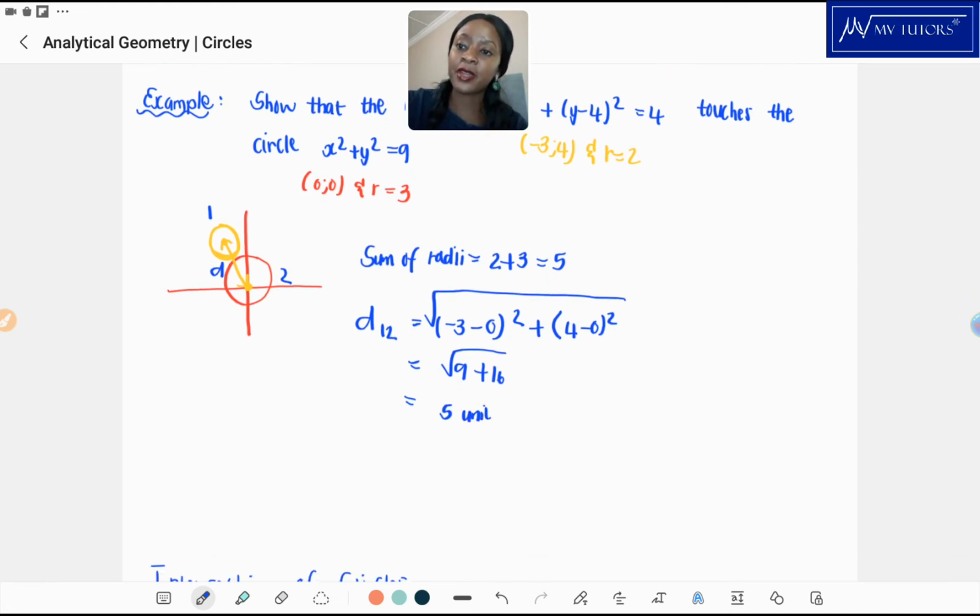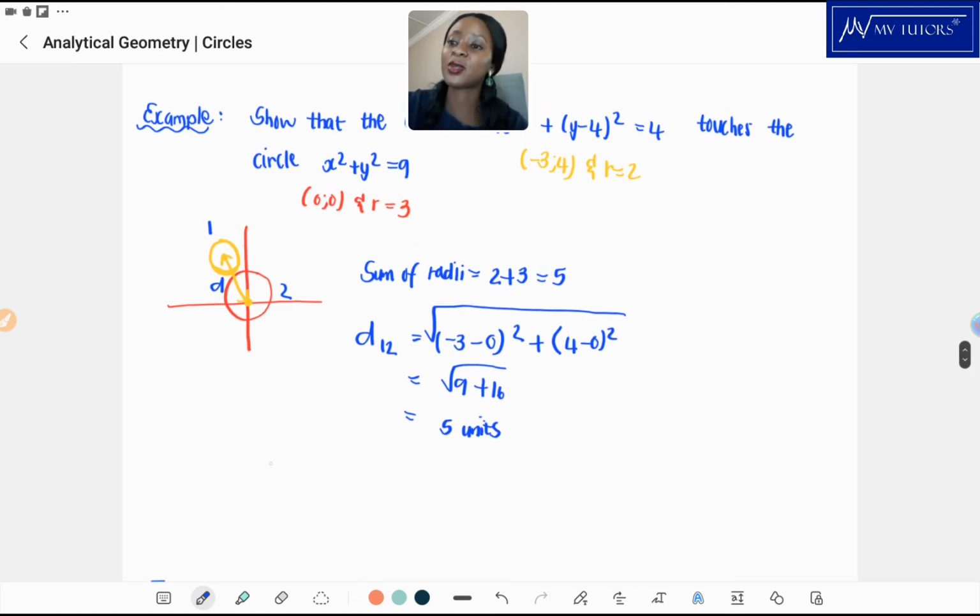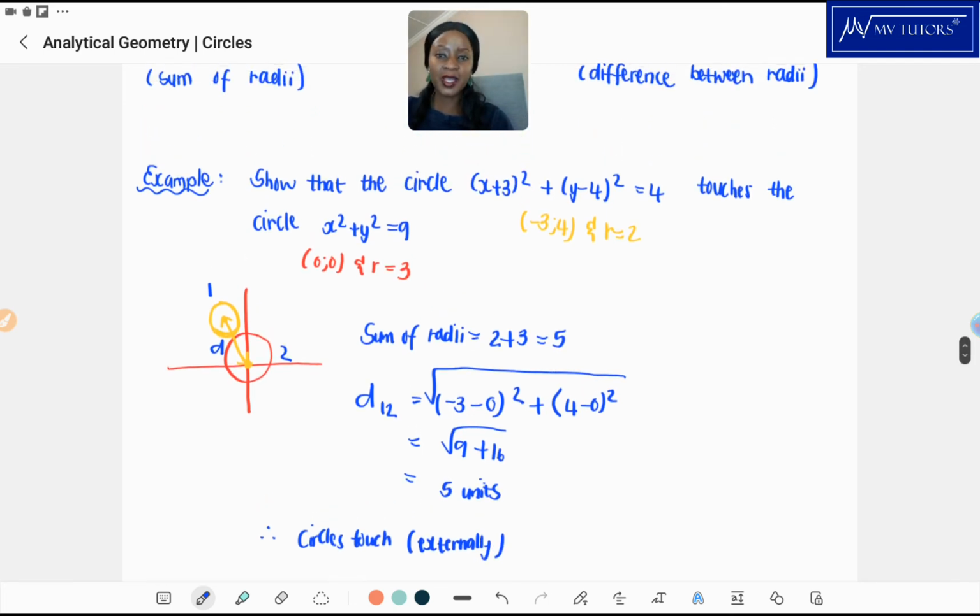And the sum of their radii is 5 units as well. Therefore, the circles touch. I would go as far as saying they are touching externally. So a trick here, so that you don't waste time: if they've given you both the equations of the circles, just try to sketch it quickly, so that you can see whether they are touching externally or internally. Once you've determined that, then you can go and use the appropriate equation and not waste time.